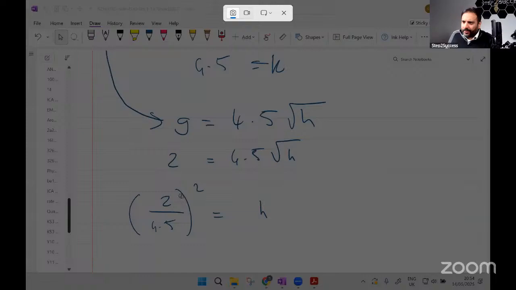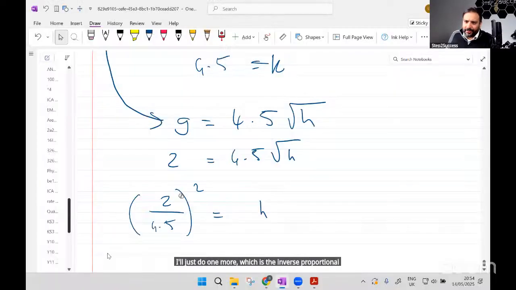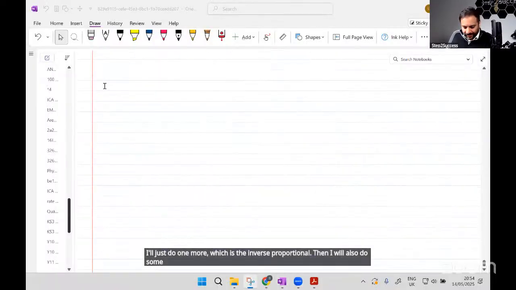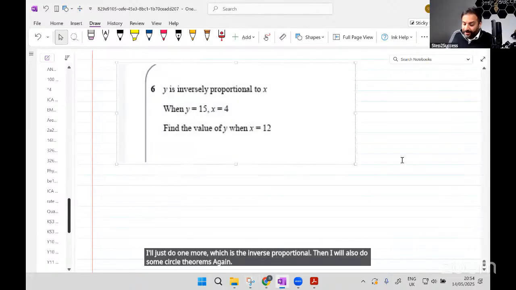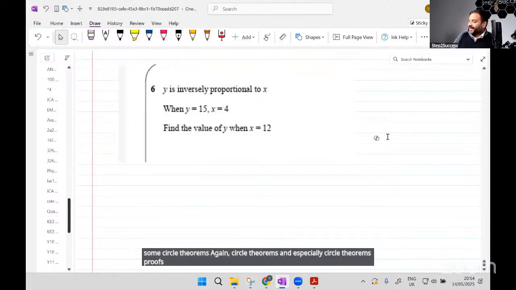I'll just do one more, which is the inverse proportional. Then I will also do some circle theorems. Again, circle theorems, and especially circle theorems proofs, which has been asked, are probably more likely to come up on a non-calculator paper. That doesn't mean that they are exclusive to non-calculator things.